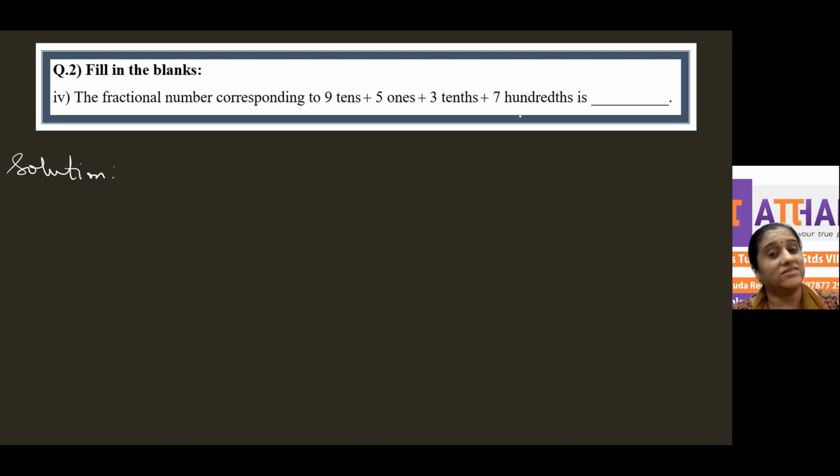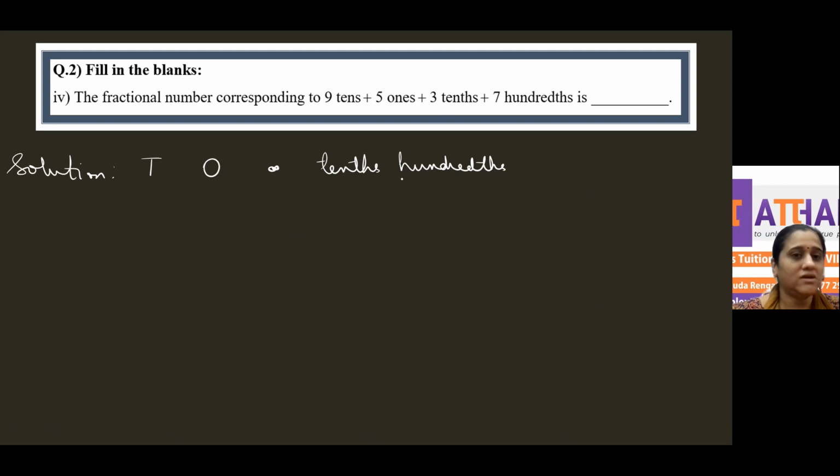Let's write tens, ones, decimal point, tenths, hundredths. Right? So now 9 tens, 5 ones, 3 tenths, 7 hundredths. Okay, so what's the decimal number? 95.37. Now convert this to a fraction.